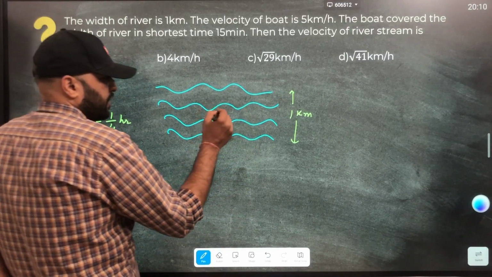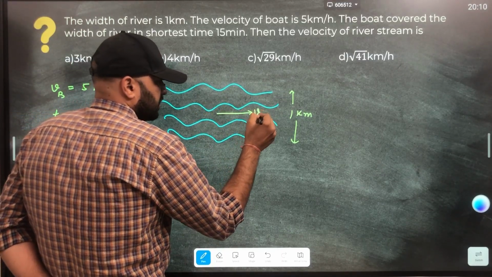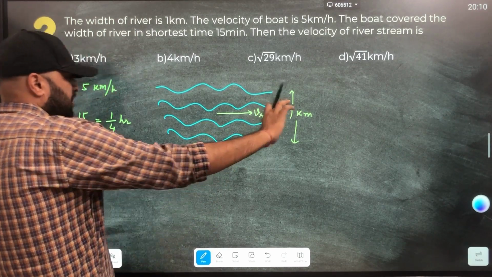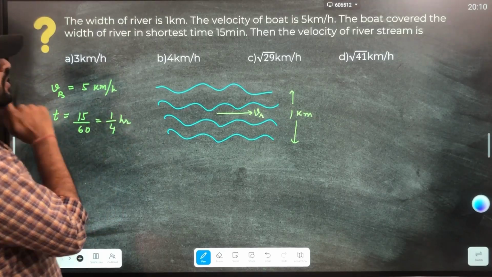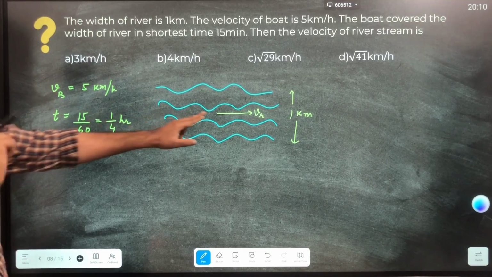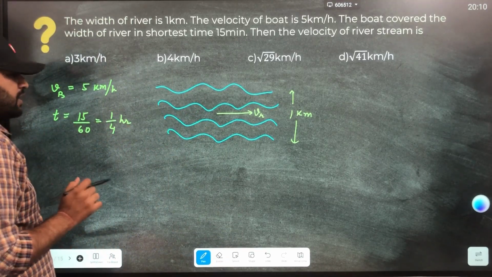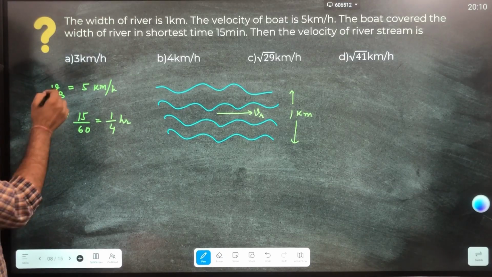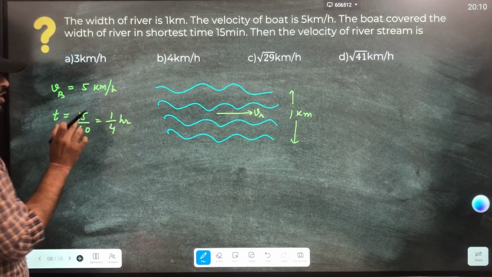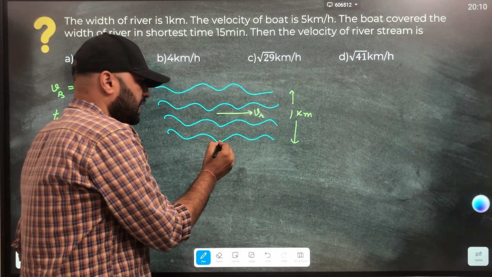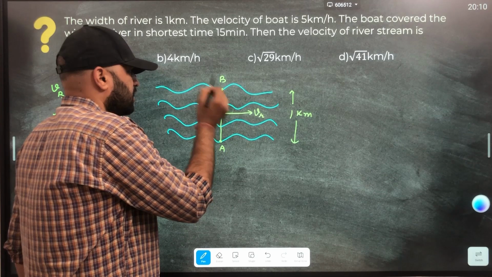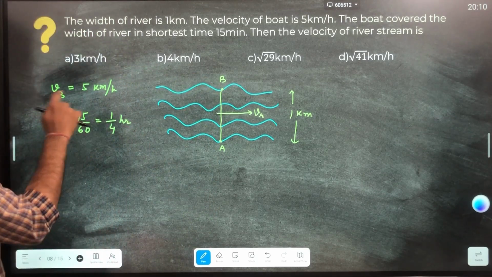So velocity of river will be in this direction, VR. I hope this is clear. And here the shortest time, which means this velocity is our velocity of boat, which is given. The shortest time is given, that is this much. Yes, 15 minutes is the shortest time, the time taken to reach from point A to point B. The shortest time is 1/4 of an hour.